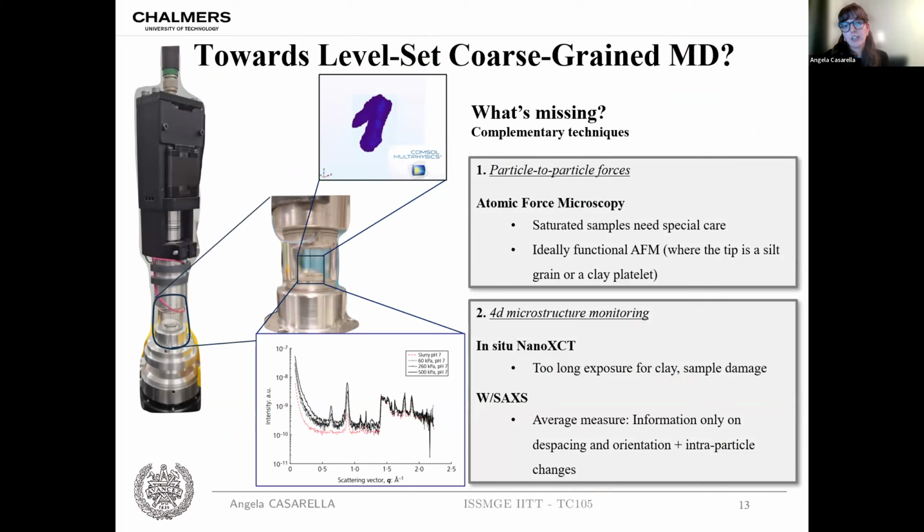And indeed, we have started looking into some in situ nano XCT, as I show here in the picture. This is a nano compression cell. It performs 1D compression of clay in drained conditions. However, we have been having some difficulties in imaging those kinds of tests. We are trying to monitor the evolution over 1D compression, but the too long exposure of the sample creates some serious damage. And therefore, we of course end up with blurred scans, and so we are not able to perform image analysis on it.